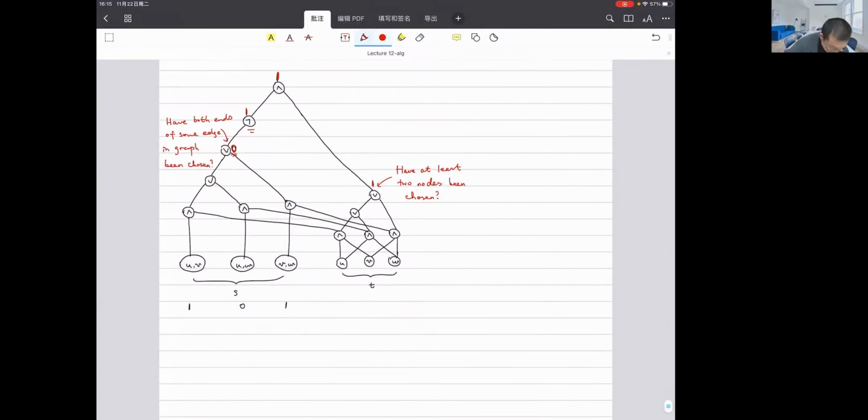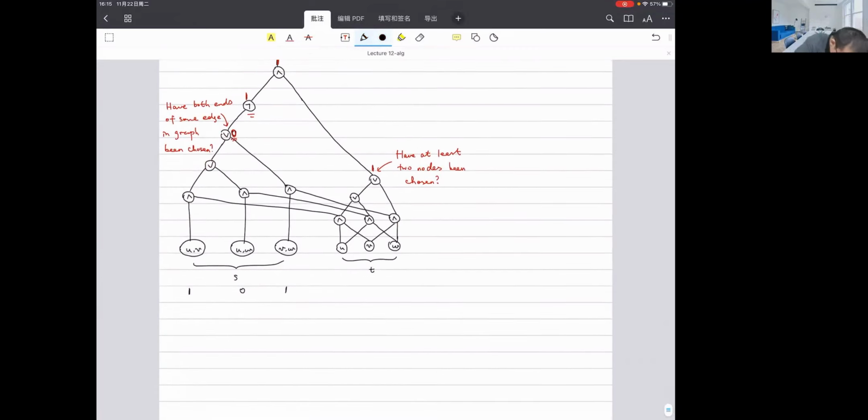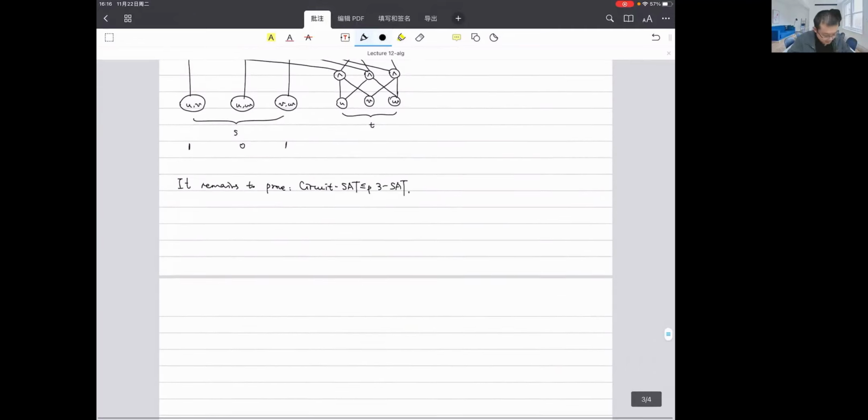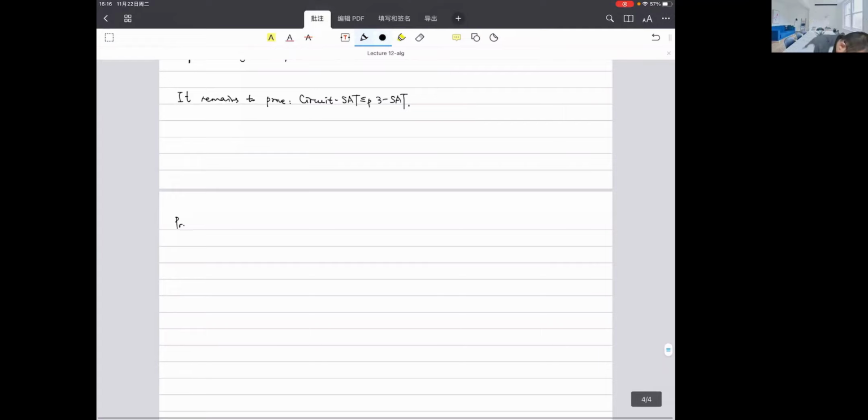So as we just discussed, it remains to prove that the circuit set problem can be polynomial time reduced to the three-set problem. So basically, the proof that we are going to give here is going to be composed of two parts.